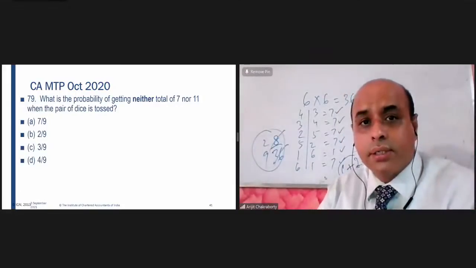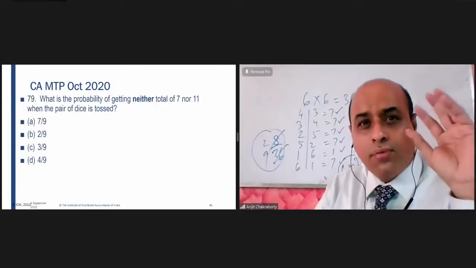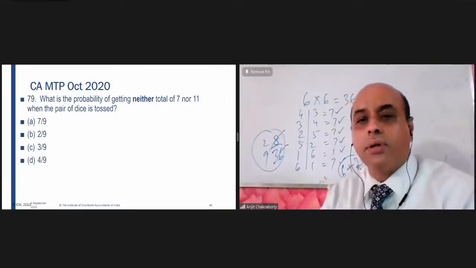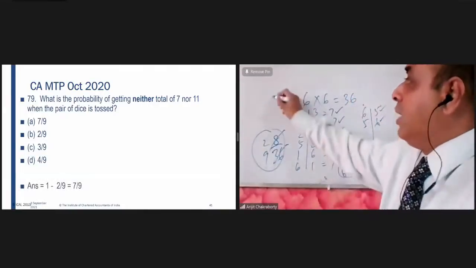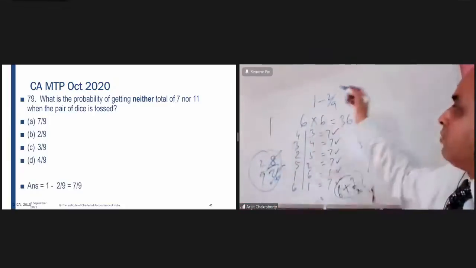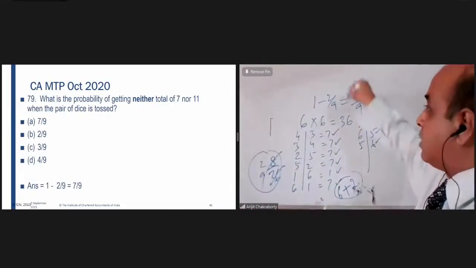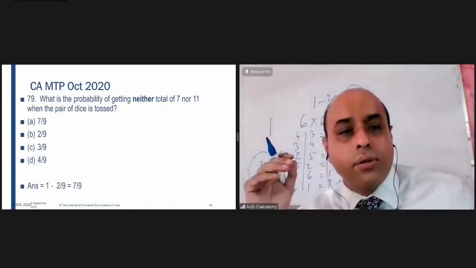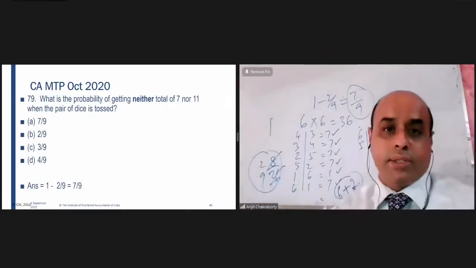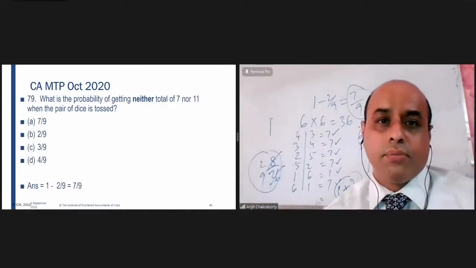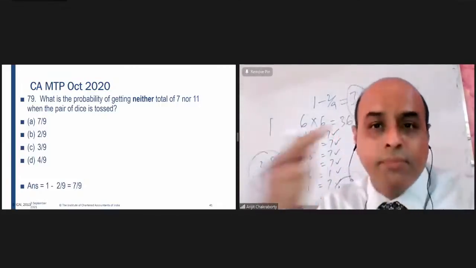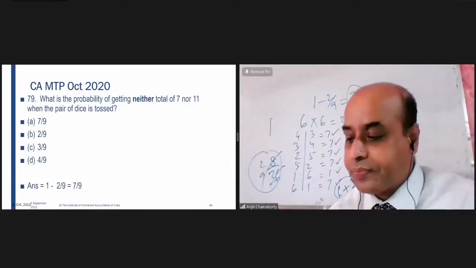So my dear friends, it's a simple question of complementary event. What is the probability of getting neither total of 7 or 11? That means it will be 1 minus 2 by 9. I hope you can see it. 1 minus 2 by 9, that is 7 by 9, is the probability that it is going to be neither 7 nor 11. So it's a very intelligent application of probability theory, and here we have used the intelligent application of complementary event. I hope you have followed it.